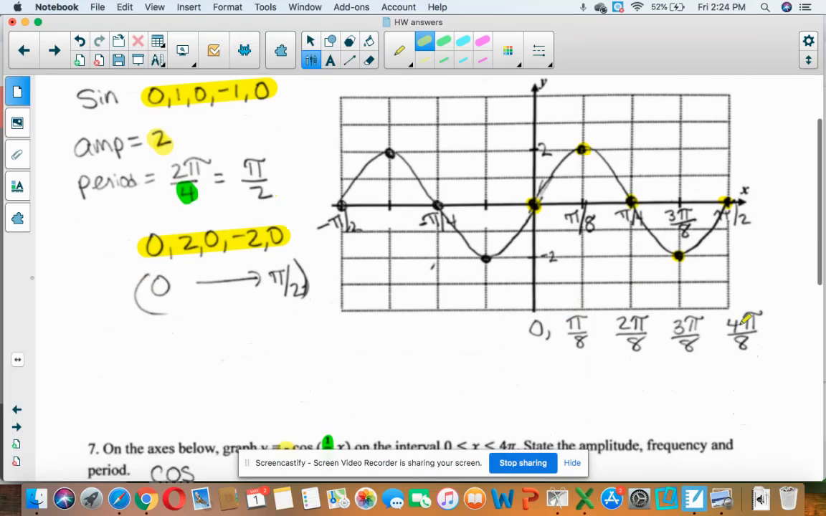And I also wrote the values down here just so you can see them. This is really 4 pi over 8. That pi over 2, remember how I reduced it? So the values are really 1 pi over 8, 2 pi over 8, 3 pi over 8, and 4 pi over 8. That's another way you can think of dividing this up.